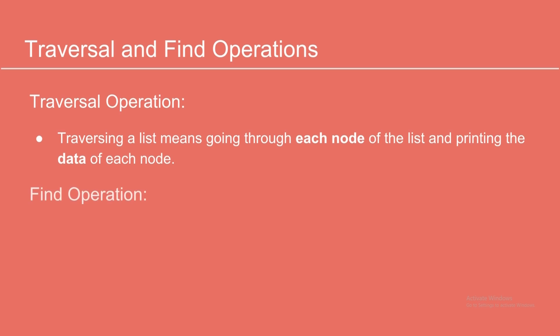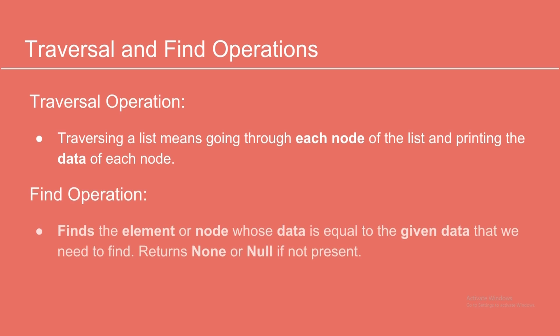Next operation is find operation. Find operation is about finding a node whose data is equal to the given data that we need to find. It returns none if the node with the given data is not present in the linked list.